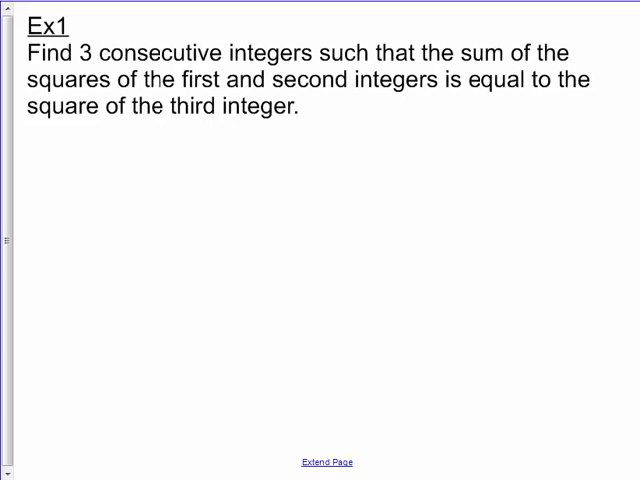It says: find three consecutive integers such that the sum of the squares of the first and second integers is equal to the square of the third. So a lot of vocab in this one. If I'm looking at this one, I have three different numbers here: integer number 1, integer number 2, and integer number 3.